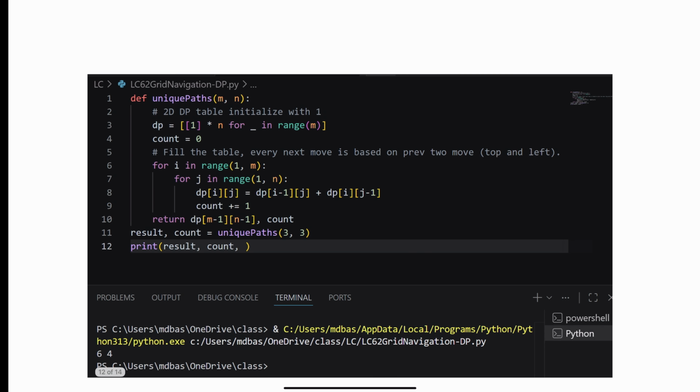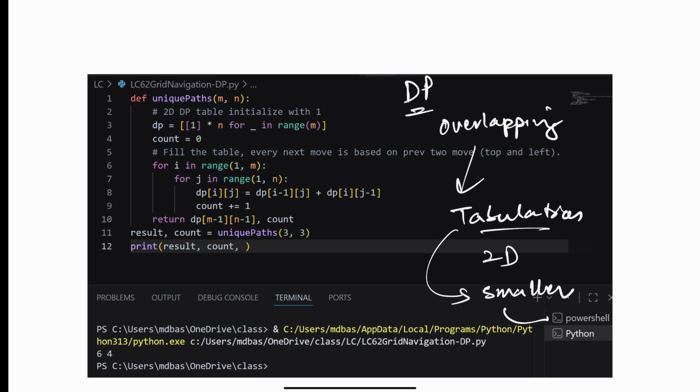Now go back to the programming. Since it was using DP, remember we use a DP strategy. Why do we use DP strategies? Because there were overlapping solutions. And out of DP, which specific strategy do we use? Tabulation. Yes, and we use 2D tabulation, and this tabulation is called the DP matrix. The DP matrix has smaller solutions that build the final solution.